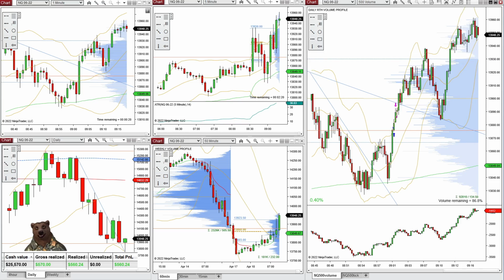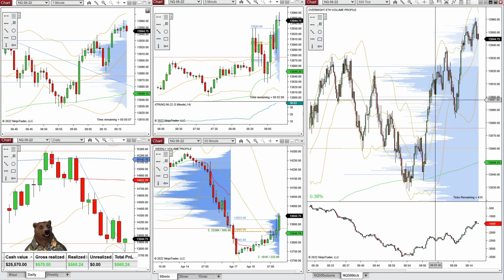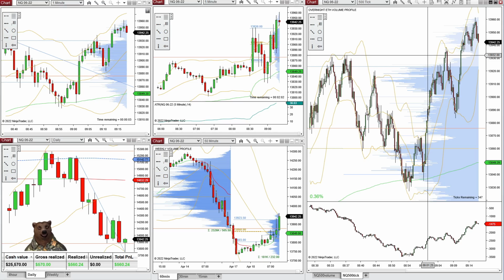A good entry for me would be down here. We can see that we've got this low volume node. We've also got the bottom of the band here on the 500 volume, and we've got value area high, which can act as support. That looks to me, again, at 34, maybe 32-ish level.